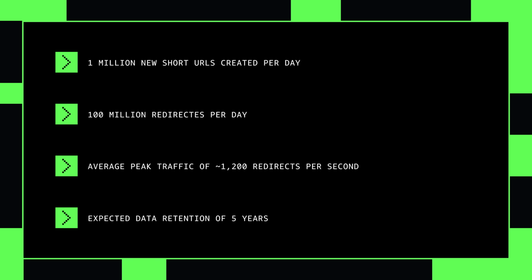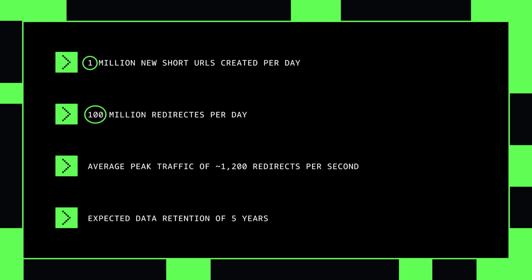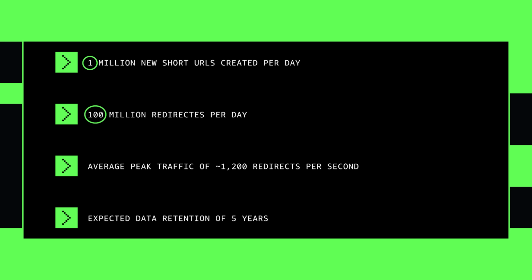Something important to notice is the read-to-write ratio of 100 reads to 1 write for our system, which is typical for a URL shortener since a single short URL tends to be accessed many times after being created. This means that our system will require a lot more processing power to redirect than to create short URLs, which is something to consider in terms of scaling needs.